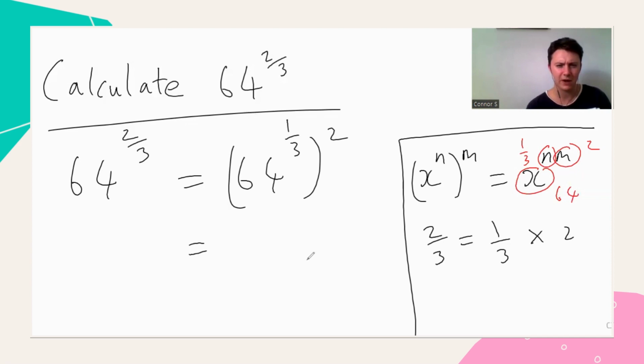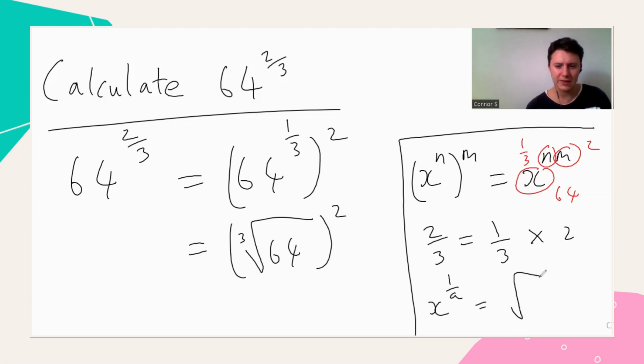We've got 64 to the power of 1 over 3. Hopefully you remember that that is the same as the cube root of 64. Let's remind ourselves that if you have a number, we'll call it a, to the power of 1 over n, then that's going to be the nth root of a. Okay, so that's another rule of indices that we need to know.